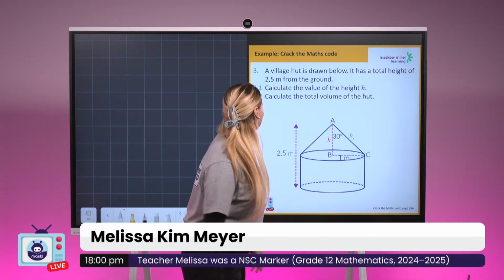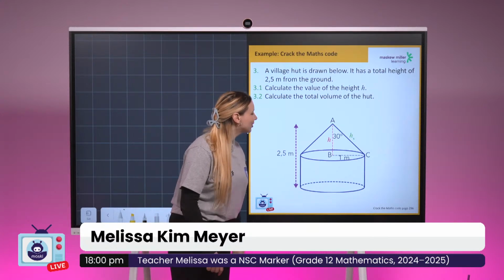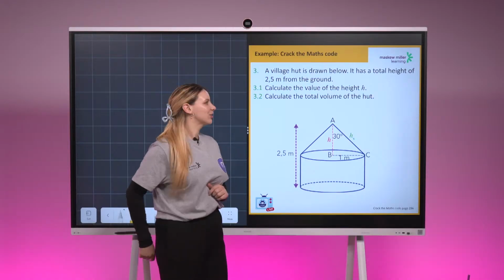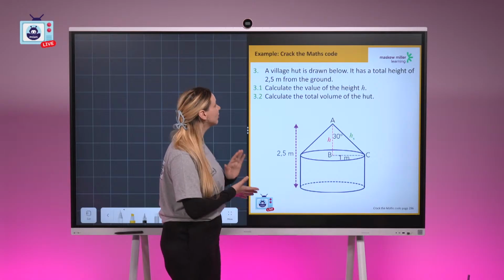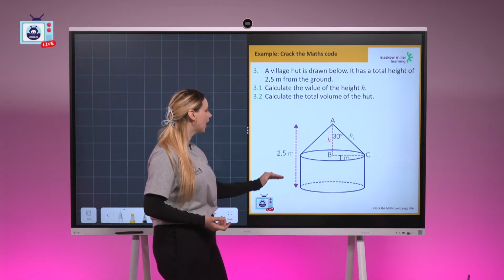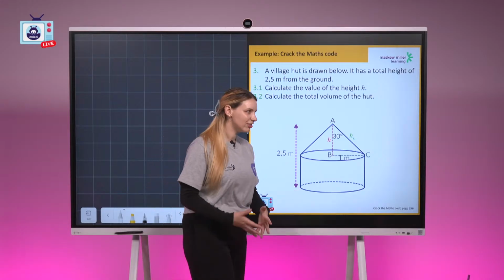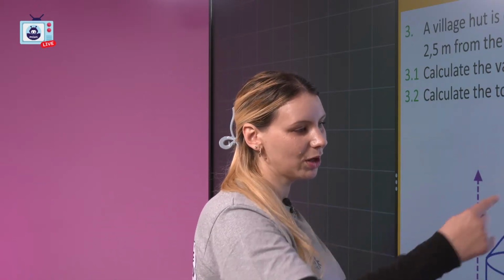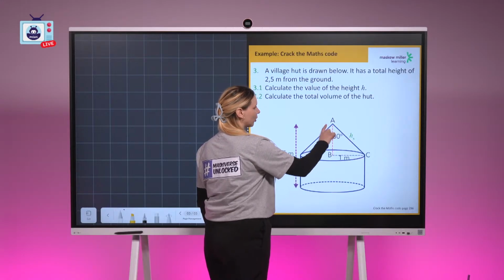Welcome back, and we are going to go through this lovely question over here. I hope you have read through it and tried to figure it out. Let's look at the question together. It says, a village hut is drawn below. It has a total height of 2.5 meters from the ground. The very first question asks us to calculate the height, not the total height, but the height of our cone over here.